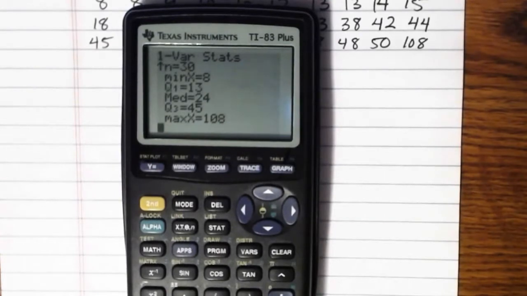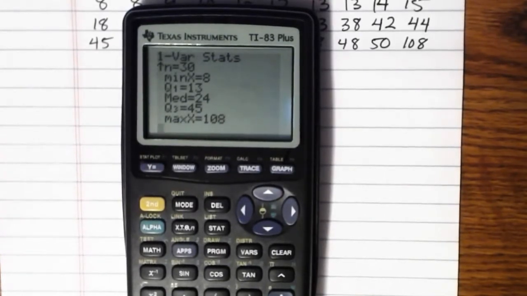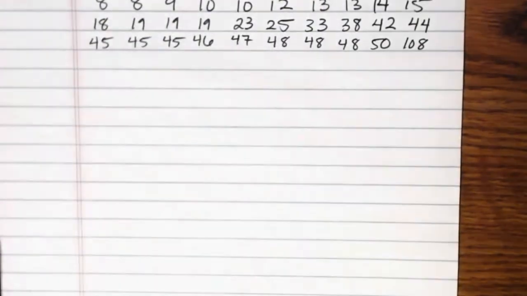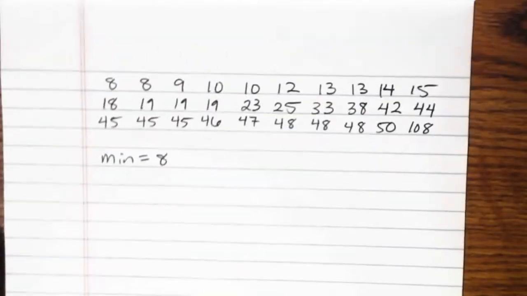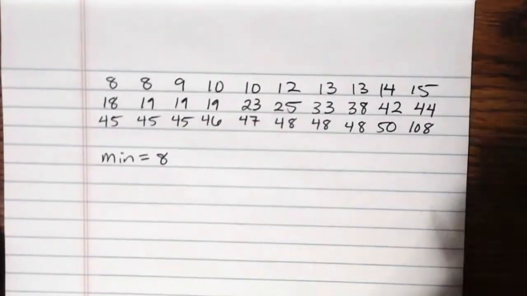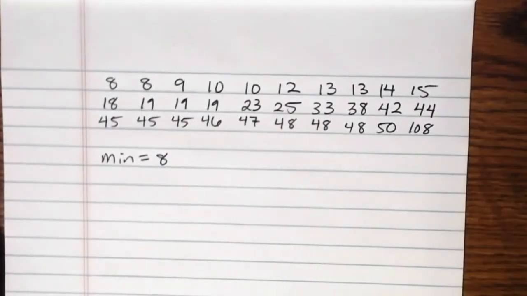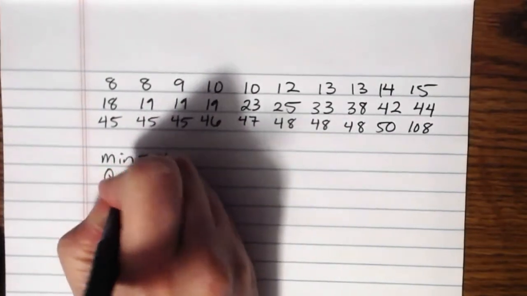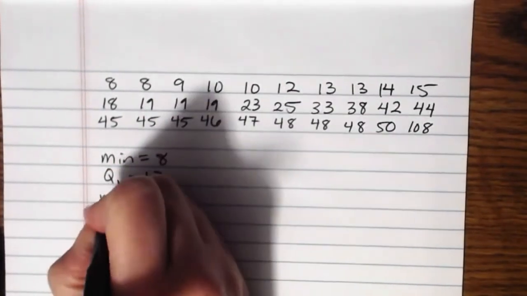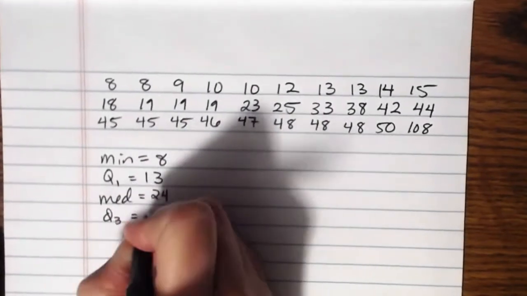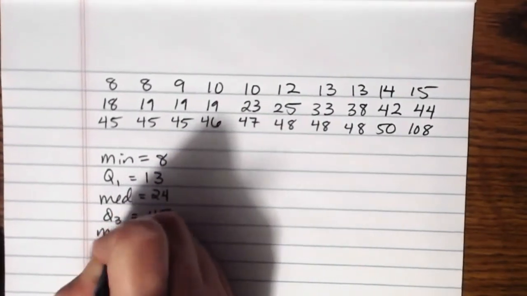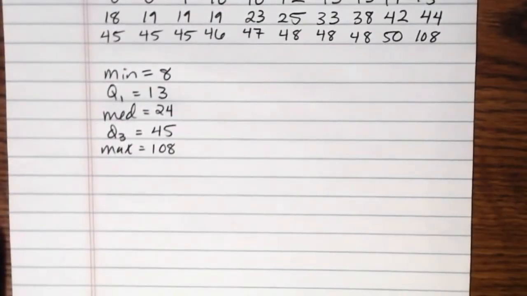Okay, we need that last 5-number summary: minimum, Q1, median, Q3, and maximum. Minimum for this set of data was 8, which clearly we can see, they're already written in order. We know what the min and the max are without actually having to do the computation in the calculator. Q1 is 13. Median is 24, Q3 is 45, max is 108. Okay, so there's our 5-number summary.